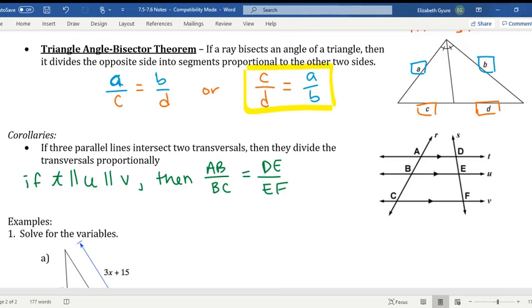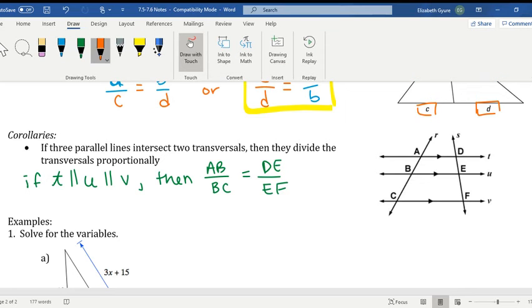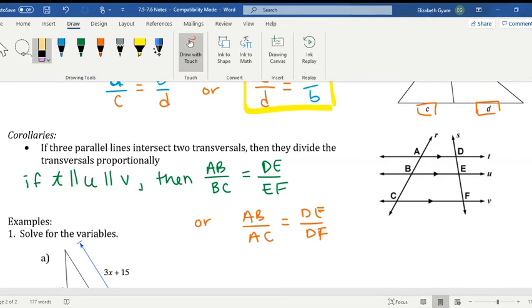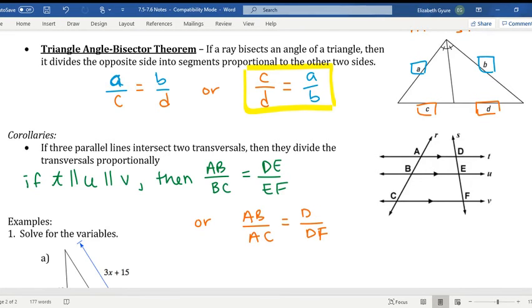However, the same thing is going to happen where these small parts are also proportional to the whole measurement. So you could also write this proportion in other ways, like for example, AB to AC equals DE to DF. So it's also proportional to your entire measurement.